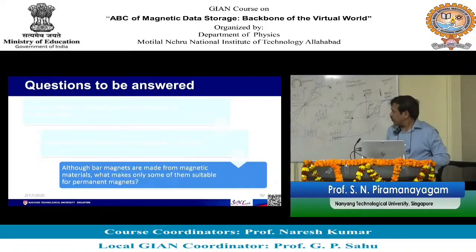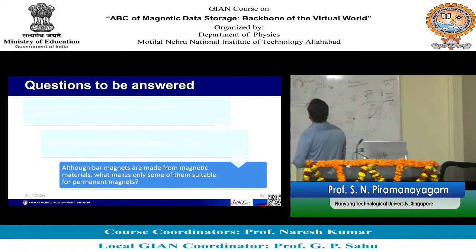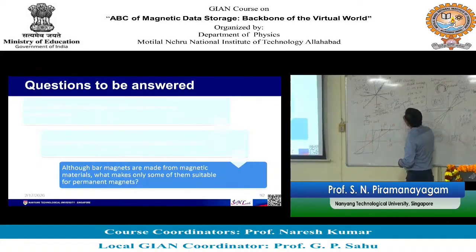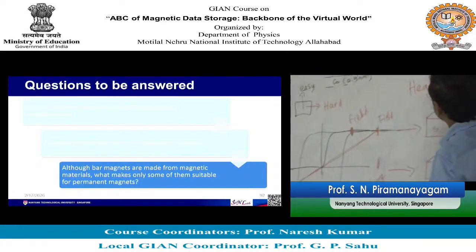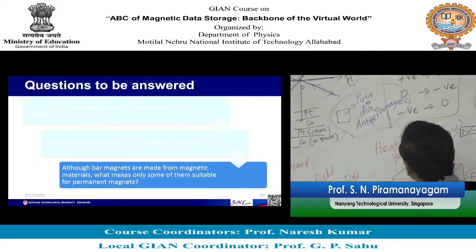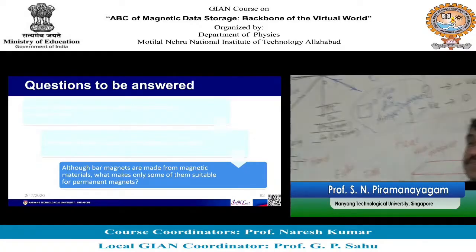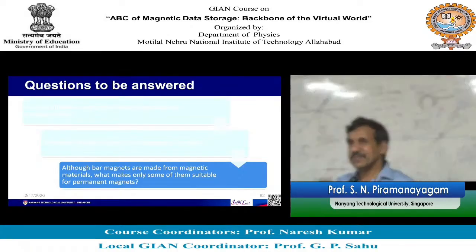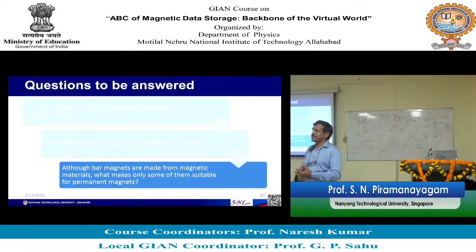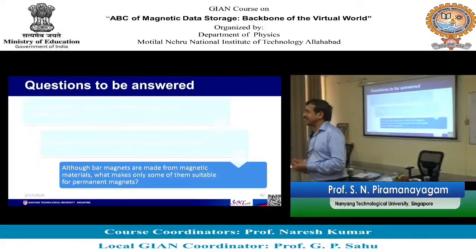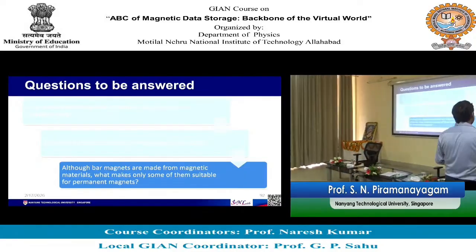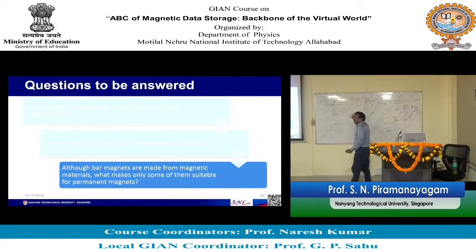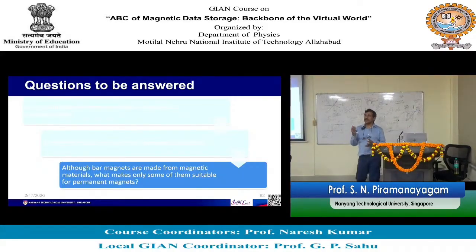So during your school days, you would have learnt that if you heat your magnet, what happens? If you heat your magnet, what happens? What happens? Ferromagnet to paramagnet. No, but you are not heating to that temperature. You are heating to a temperature below Curie temperature. What happens?